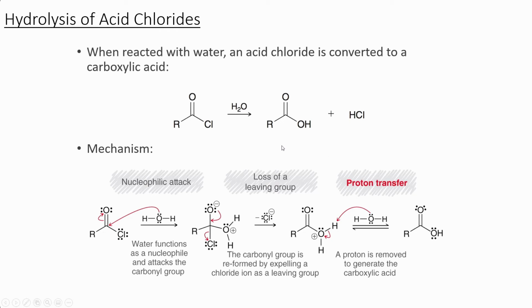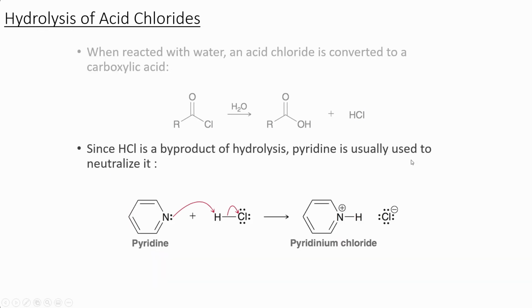In the presence of water, an acid chloride will convert to a carboxylic acid. And this mechanism is as follows. We have water undergoing nucleophilic attack, then collapse of the tetrahedral intermediate to reform the carbonyl, and finally a proton transfer to liberate the carboxylic acid. Since we have a byproduct of hydrochloric acid in this process, we can often use pyridine as an additive to neutralize the HCl as it's formed.